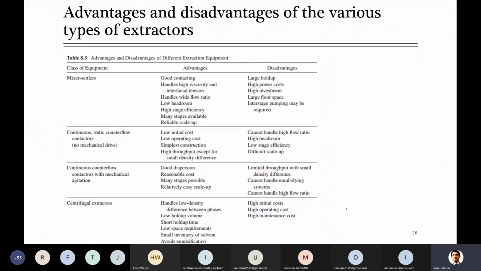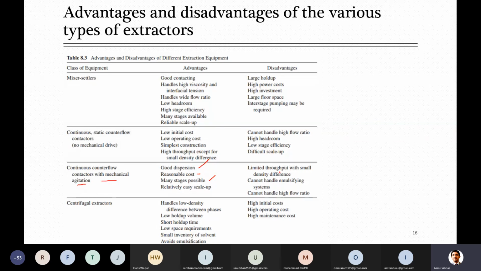For example, today we were looking majorly at mechanical agitating equipment. As we have seen, we were looking for good dispersion; their cost is reasonable, and they can handle multiple stages. Later in design you will select or calculate the stages, and then you design the equipment. So they are good for that as well. Relatively easily we can scale up to large scale, but they have limited throughput with small density differences.